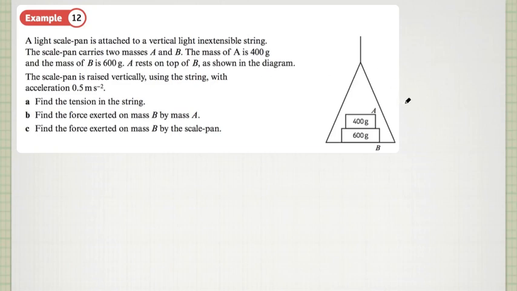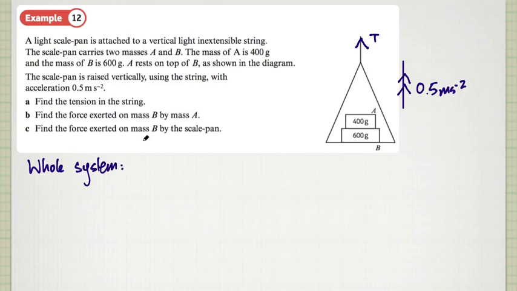So we have to look for clues in the questions everywhere we can. It's going upwards with acceleration of 0.5 meters per second squared. The reason it's doing that is purely due to the tension in the string, which is pulling it upwards. And it's saying find the tension in the string. For that, we need to consider the system as a whole. So again, whole system. And we're going to do resolving vertically with upwards being positive, and we're going to look for another F equals ma equation.